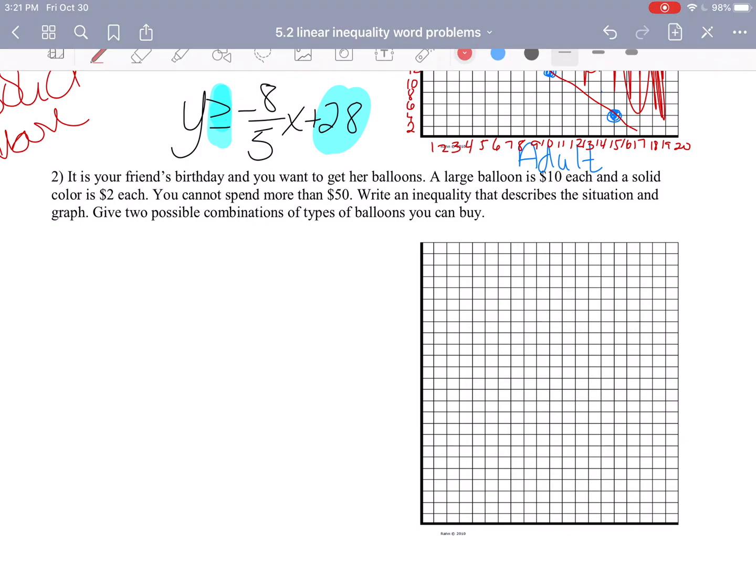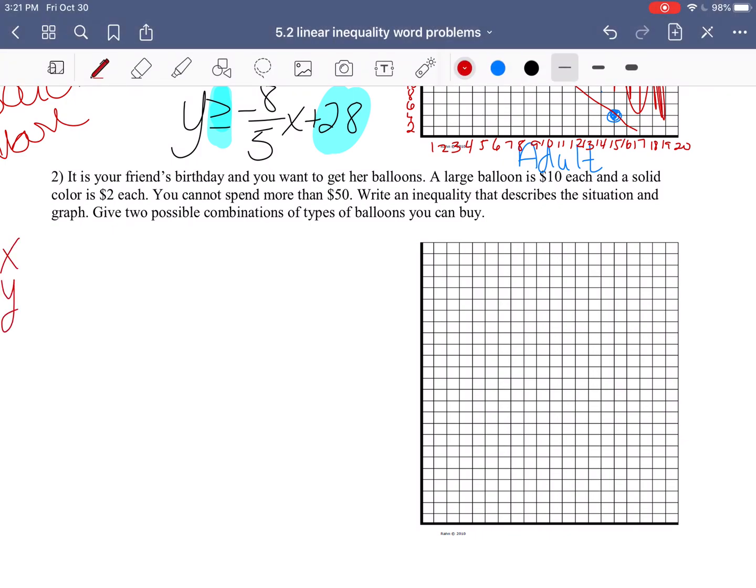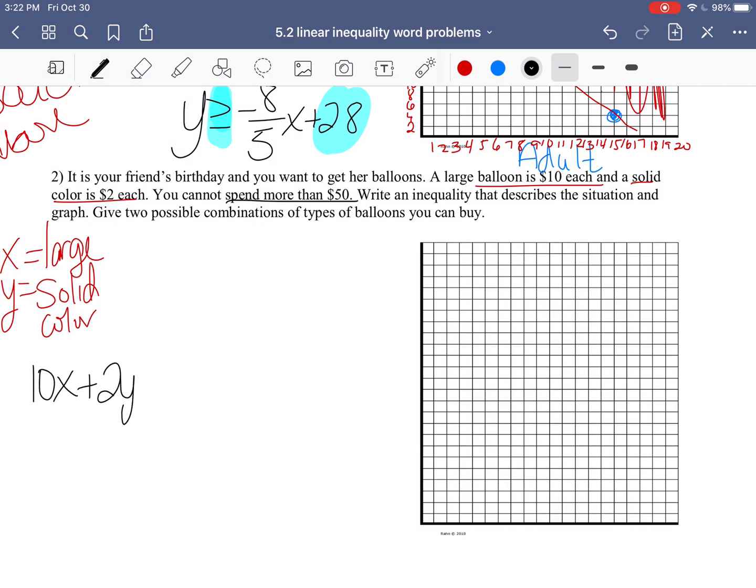Okay, so the first thing I'm going to do is identify my x and my y. It first talks about large balloons. And then this y is the solid color. And we cannot spend more than 50. So your inequality would be 10x plus $2 for the solid. And we cannot spend more than 50 because that's all I have. I don't even have 50. So it'd be less than 50. There's your standard form.